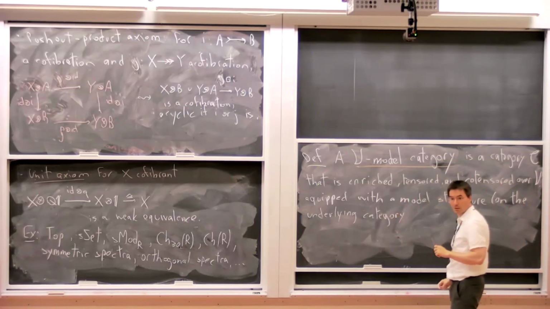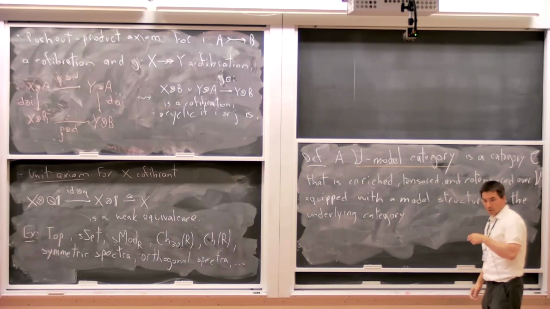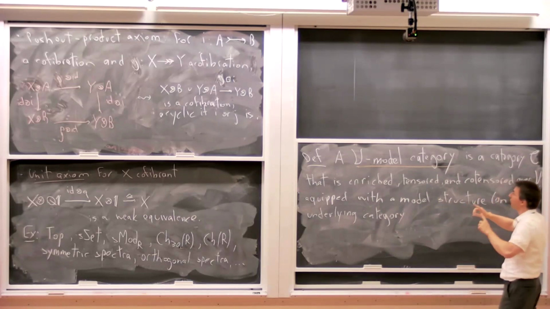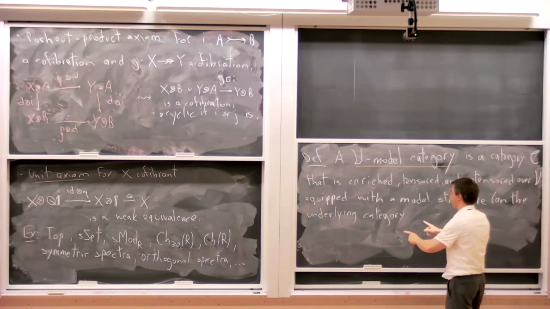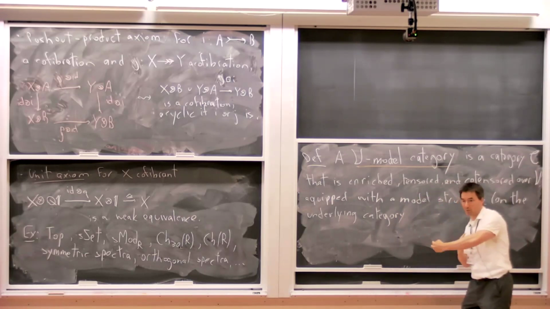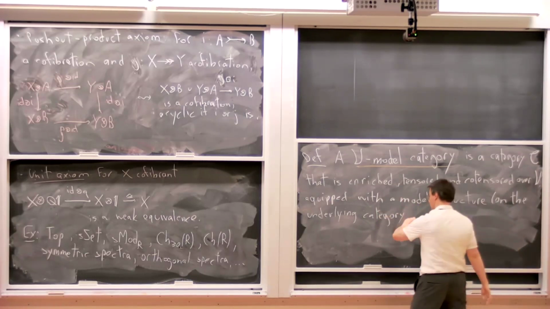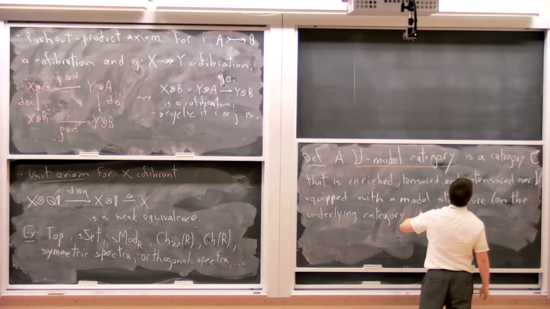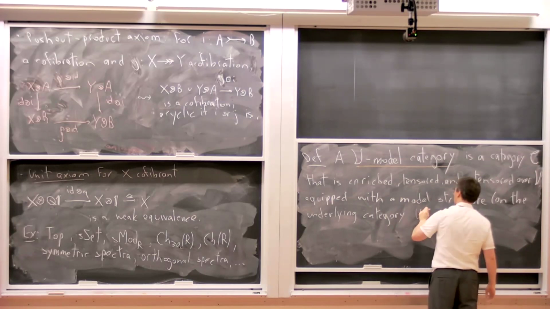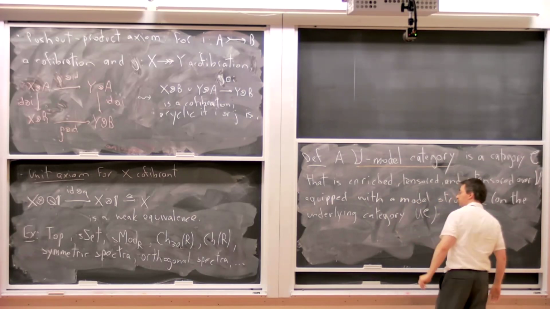And the model category structure is on the first enrichment as well? Good question. So the model structure is on the underlying category, but it will have to be compatible with the enrichment in a sense that I'll write down now. So if you like, I'll make up notation for underlying C.